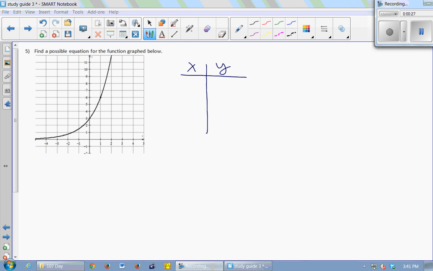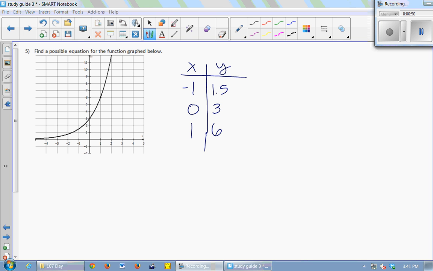X, y, and I would say, all right, when x is -1, y looks like 1.5. And when x is 0, y is 3. And when x is 1, y is 6. And then I would try to see if I can find some kind of pattern among the y values.